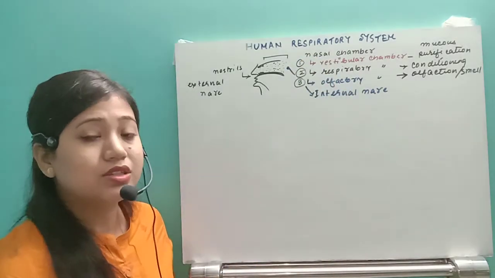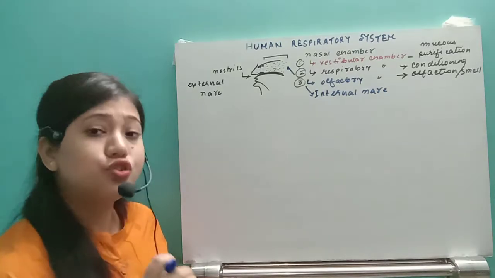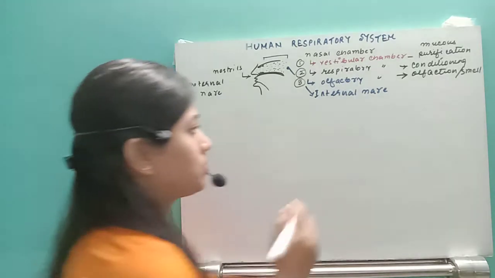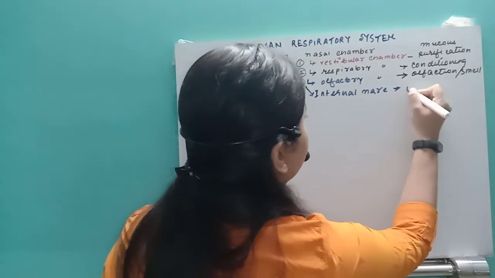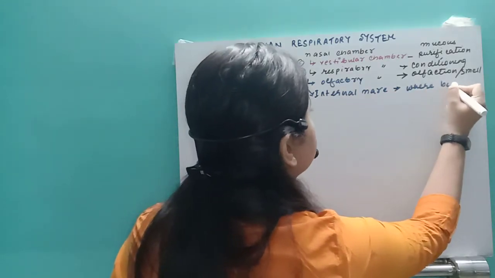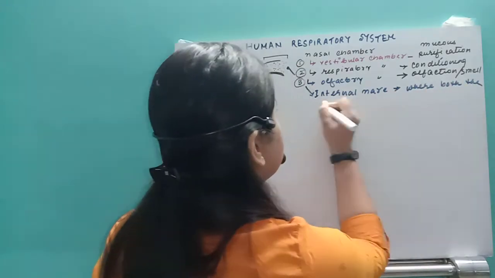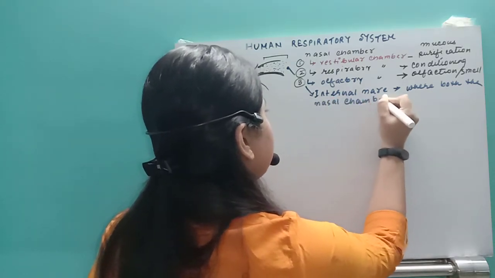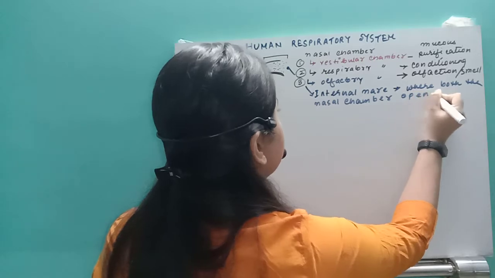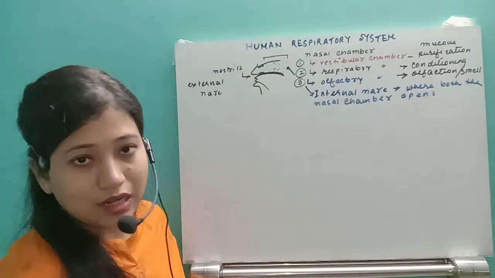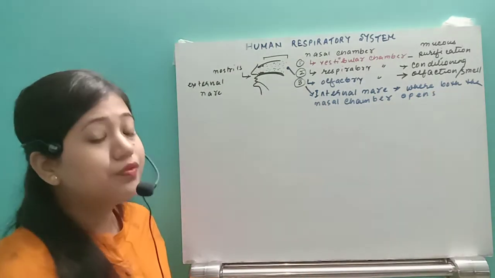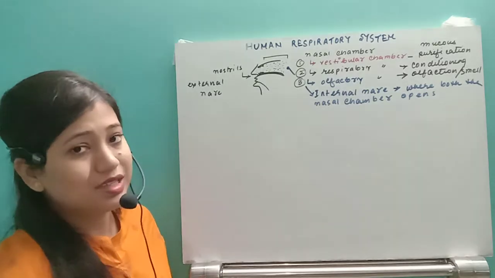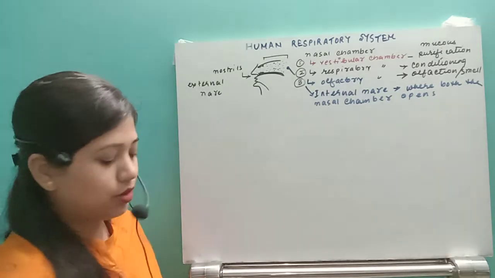Internal nair means it is the region where both the two nasal chambers open. So internal nair is the region where both the nasal chambers open, right? Remember that this is the internal nair. After that, what are we going to have as the next part? That is the pharynx part, right?